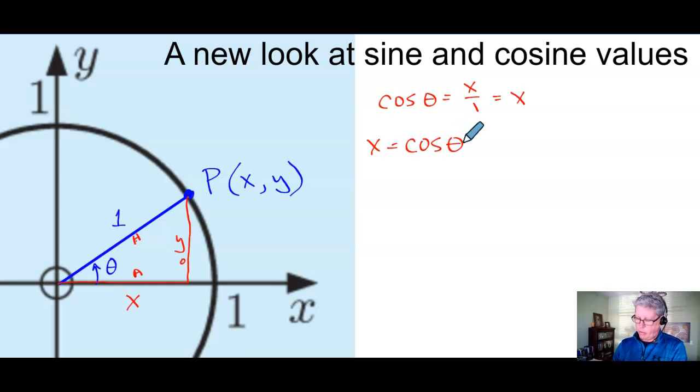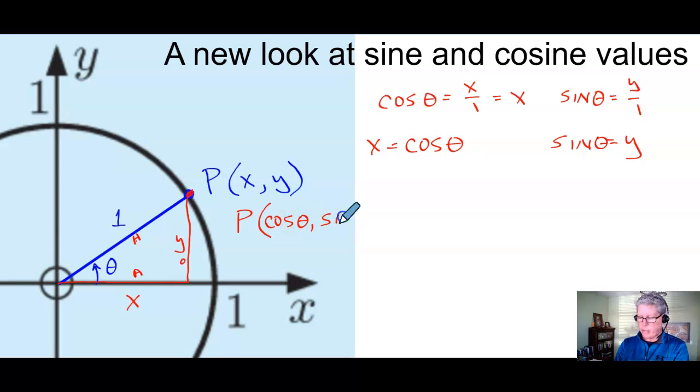Interesting. I wonder what happens with the Y. So if we do sine of theta, we get the opposite over the hypotenuse. Oh man, I am absolutely loving that radius equal to 1. That is so cool. So the sine of theta is equal to Y. So what we're saying here, ladies and gentlemen, is we can also write this point as, instead of X and Y, the cosine of theta and the sine of theta.